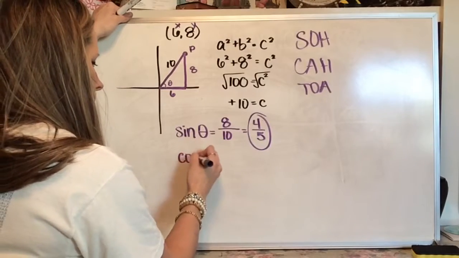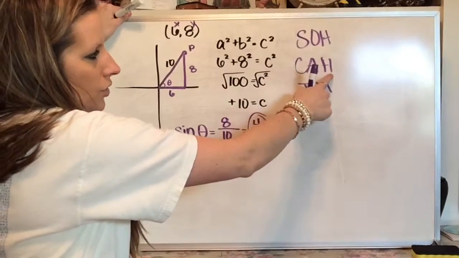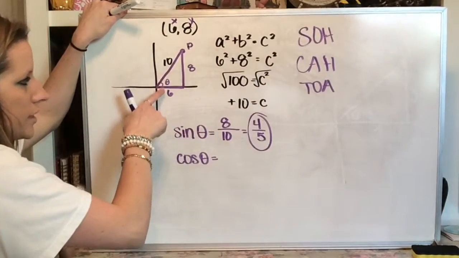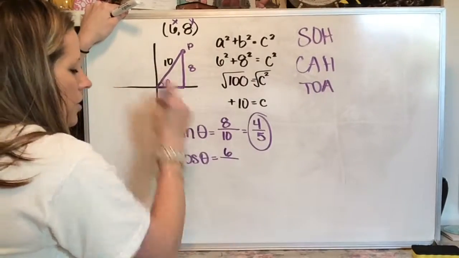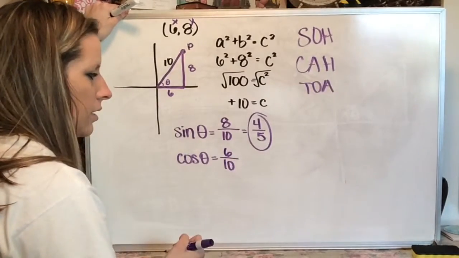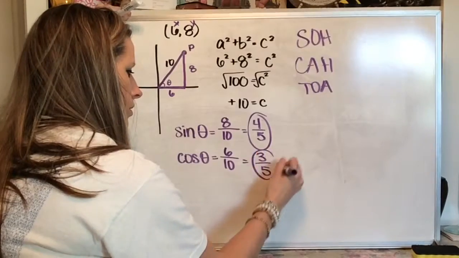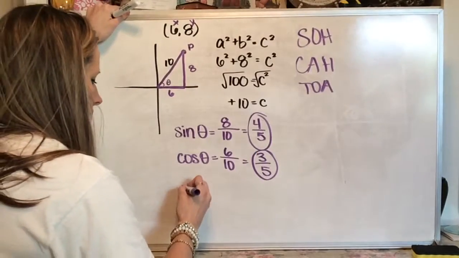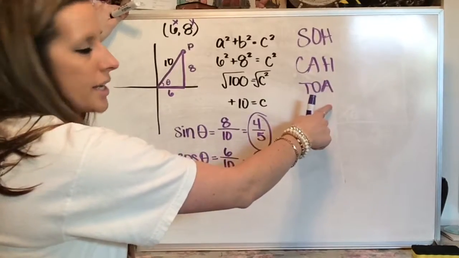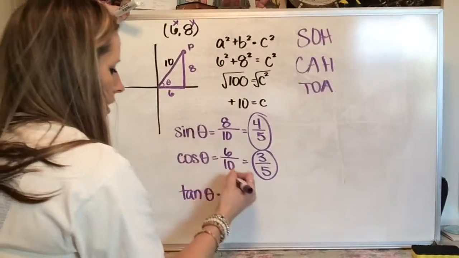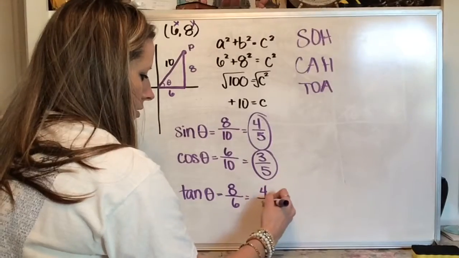Okay, cosine. Remember your SOHCAHTOA, cosine is adjacent over hypotenuse. So the side adjacent to that angle would be 6 over my hypotenuse, which is 10. Okay, reduce that fraction, and I get 3/5. Okay, tangent. Tangent is going to be opposite over adjacent, so 8 over 6. Reduce your fraction, and you get 4/3.